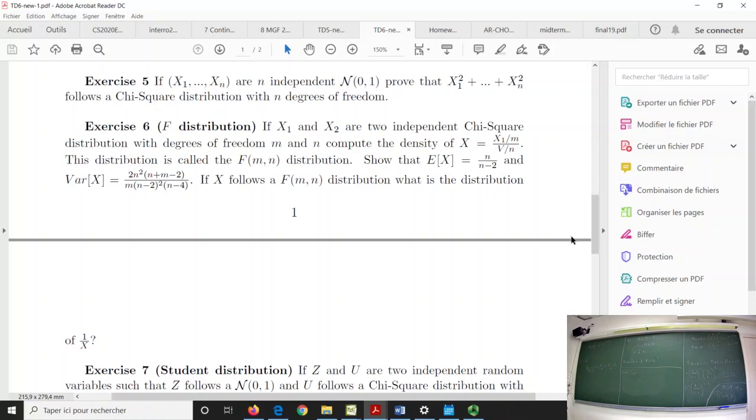So, I am looking with you. Yeah, the square of a Gaussian is a chi-square of parameter 1. What is the n here for a single one? Yeah, we know what it is.